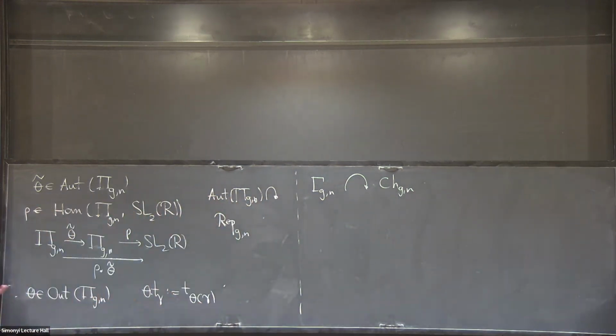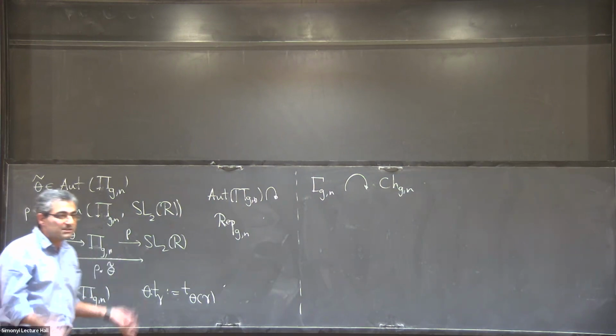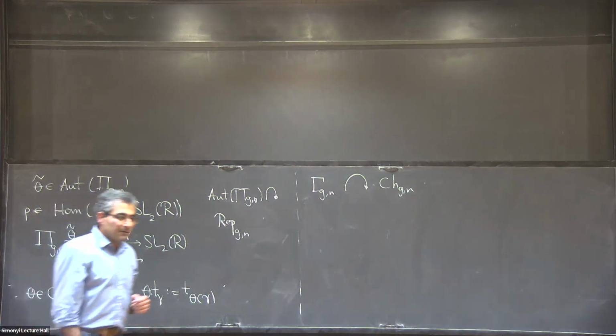And as always, whenever you want to understand an orbit, the first question is what are the conservation laws? So you first try to understand what are the things that are always invariant under the action.